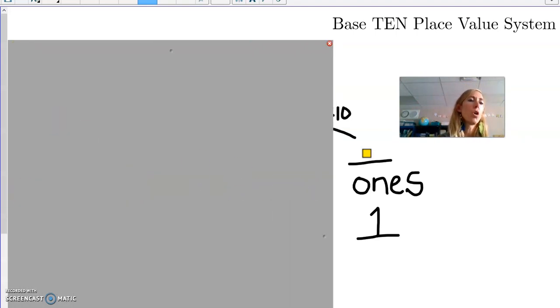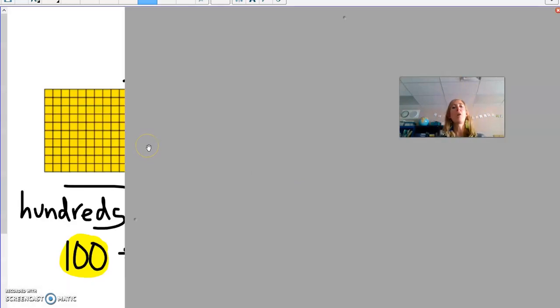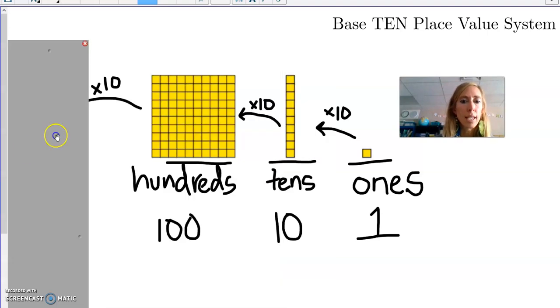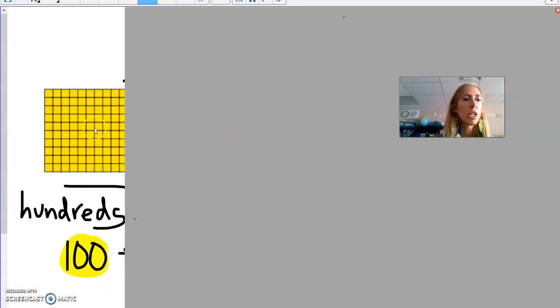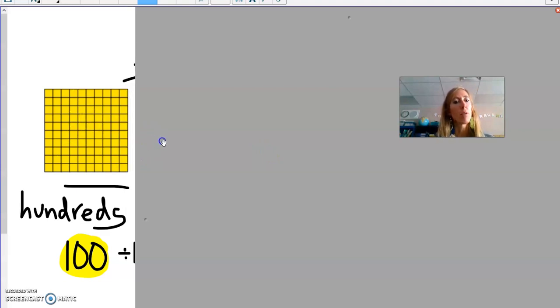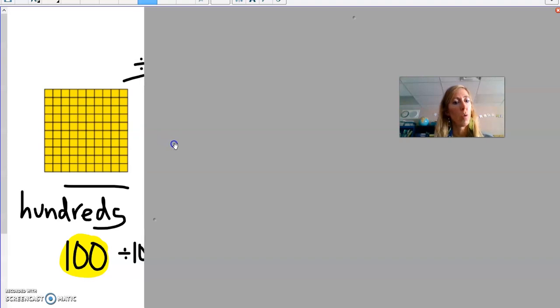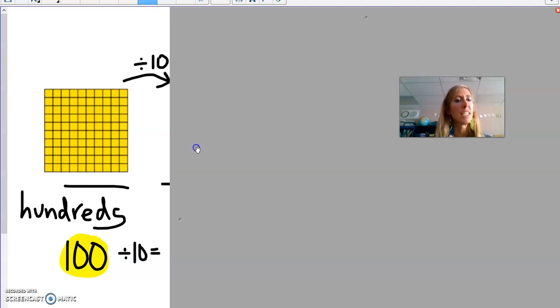So what if we go the other way? What happens? Well, if we multiply by 10 when we're going this way, what do you think we're going to do when we go the other way on the place value chart? So we have 100. We're not going to multiply by 10. What do you think is going to happen? Because it's coming to you in 3, 2, 1. Boom! We are going to divide that into 10 parts.